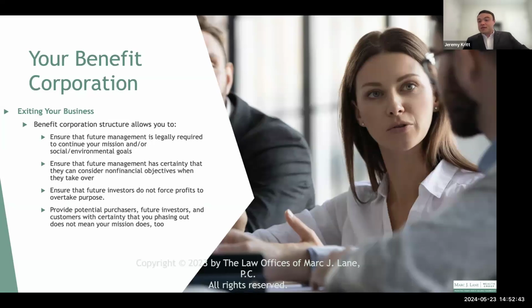You've been building a business based on a certain mission and managing it in a certain way. And with the benefit corporation structure, it can really give you some certainty that, just because you're phasing out, it does not mean that your mission has to phase out too.